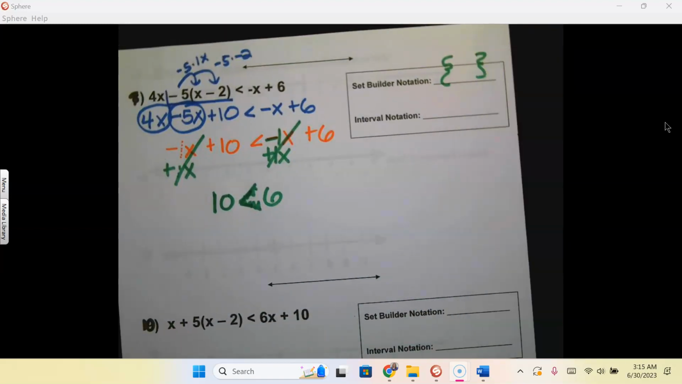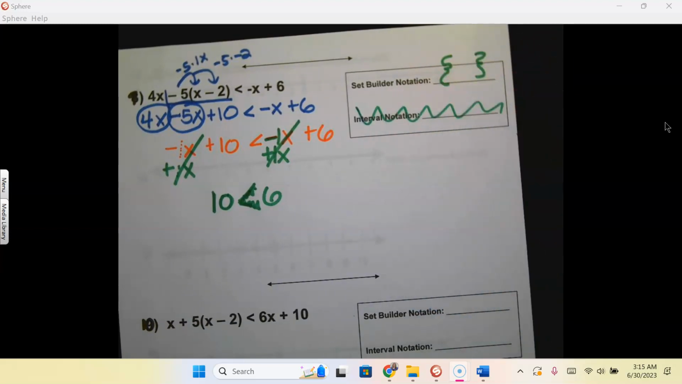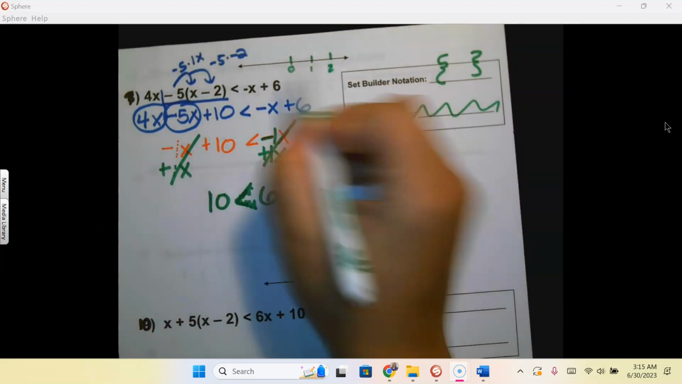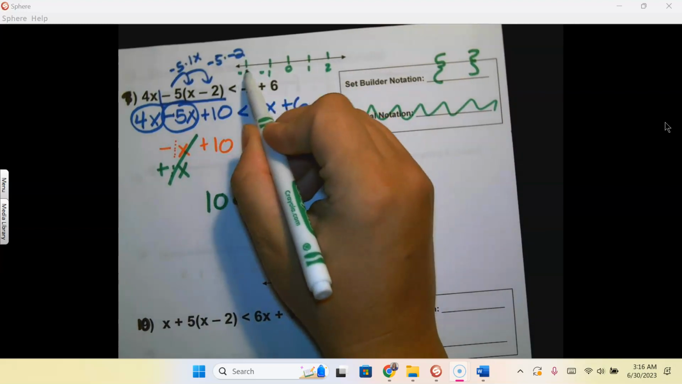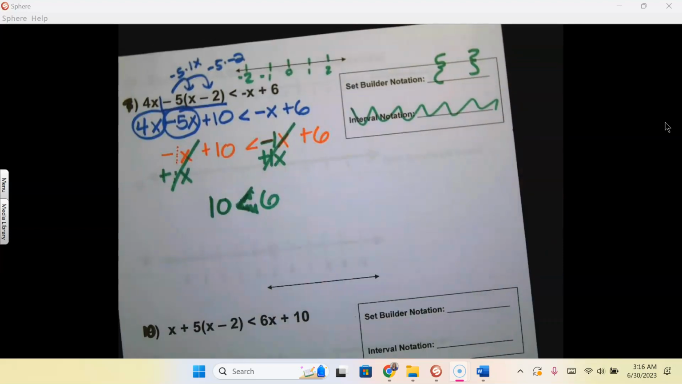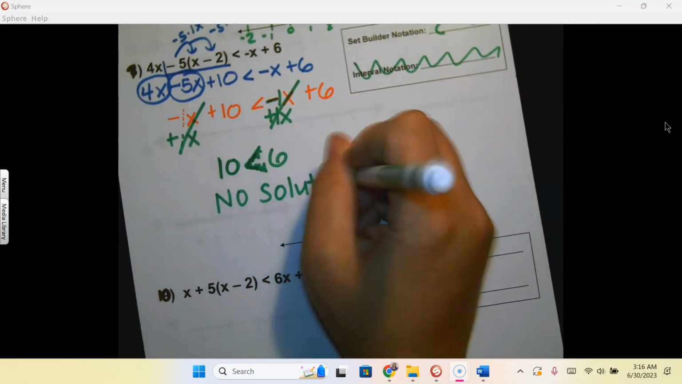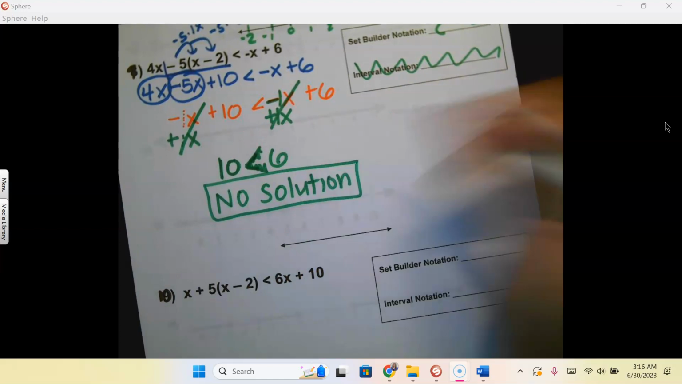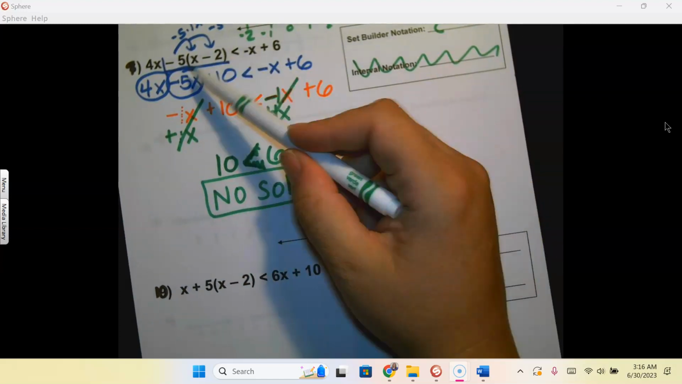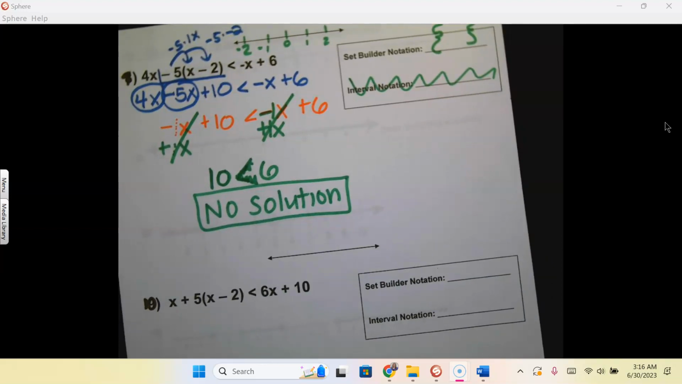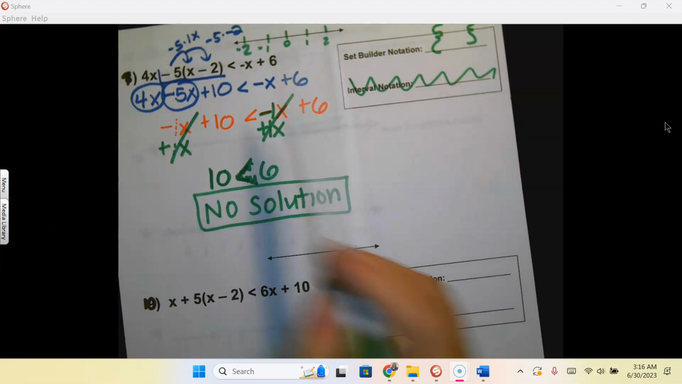So our set builder would be the empty set. There would be nothing inside. And then there would be no interval notation. In our graph, there's numbers, of course, on a number line, and nothing would be shaded. So the graph would be left alone. Now the answer again is no solution. That means there's absolutely no value that x can be that will make both sides of these inequalities a true statement, or when you plug in a random number, there is no number that will make this a true statement.